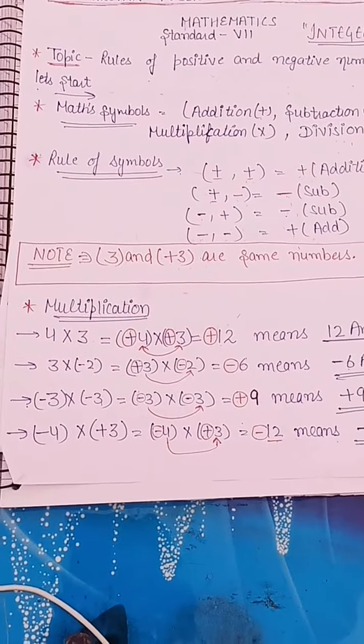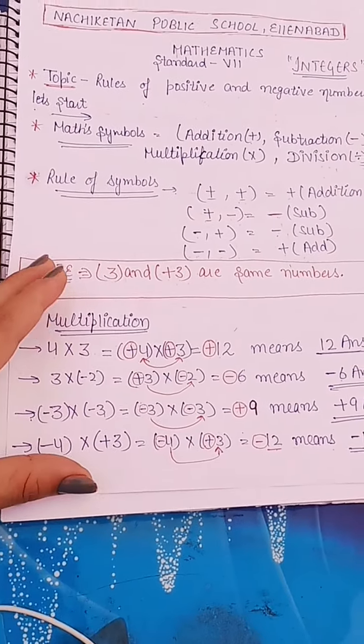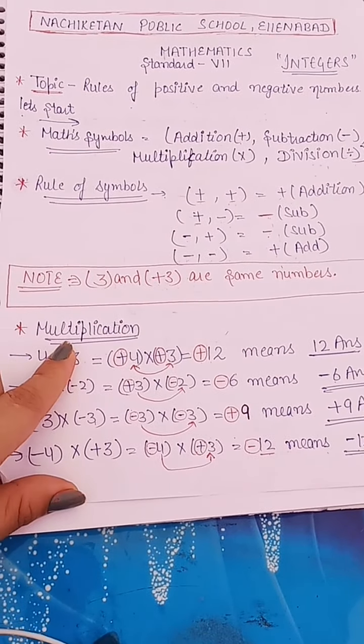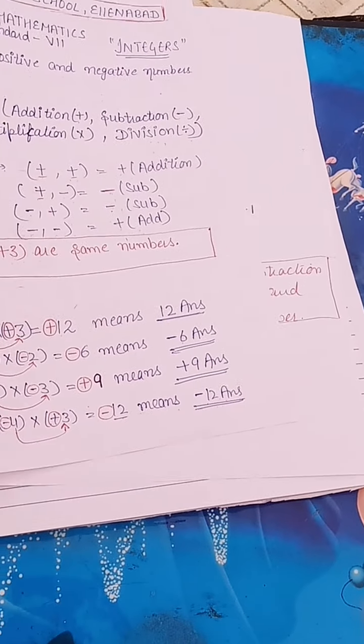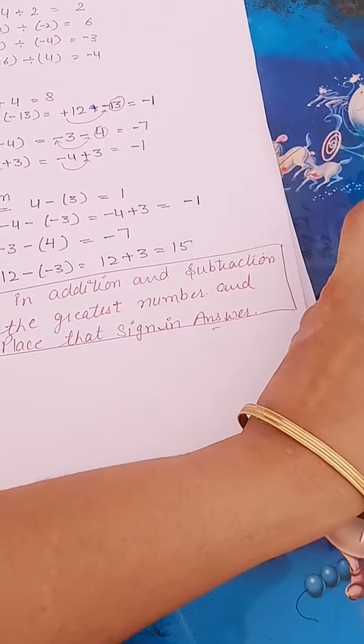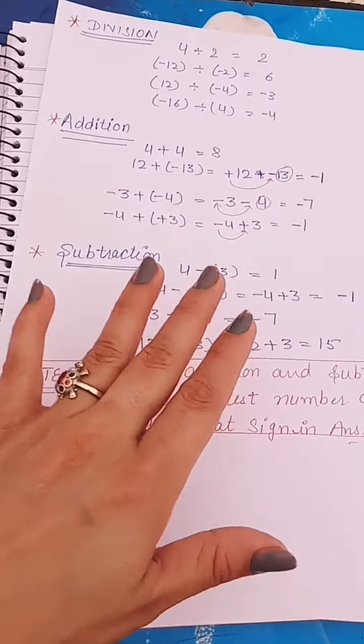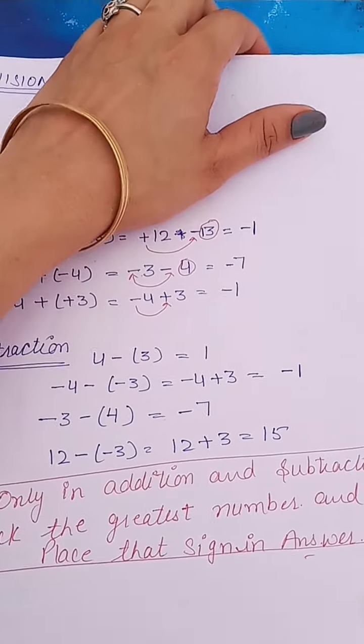Here are these 4 rules on multiplication. Now similarly, we will discuss about these 4 rules on division, addition and subtraction.